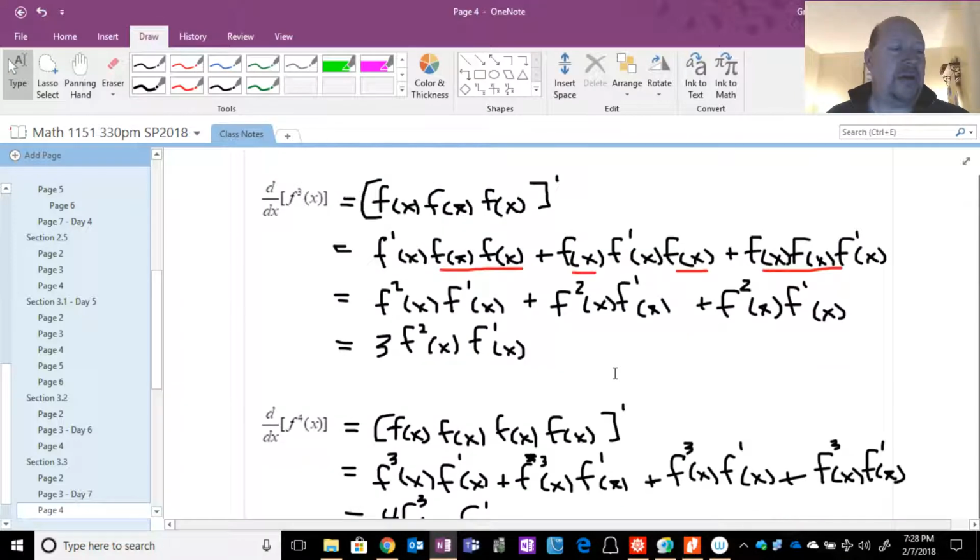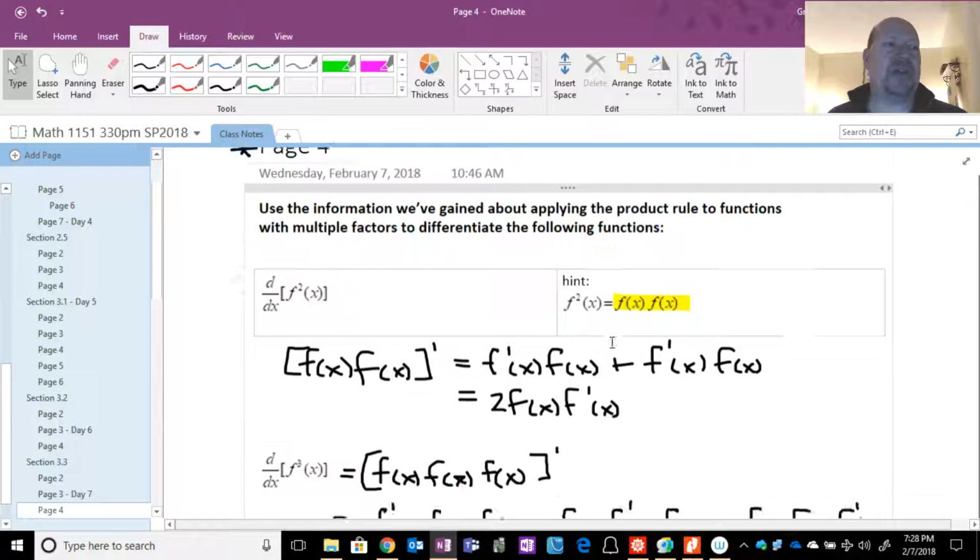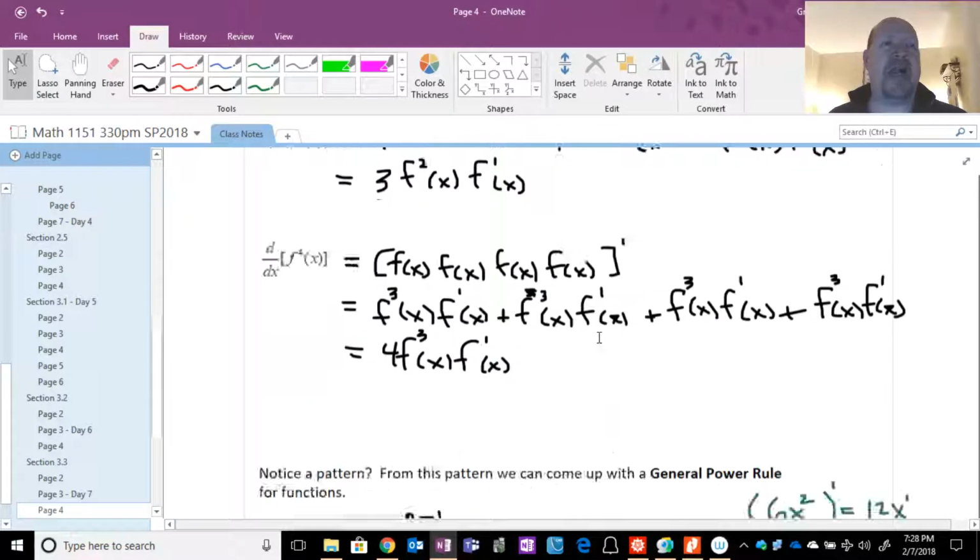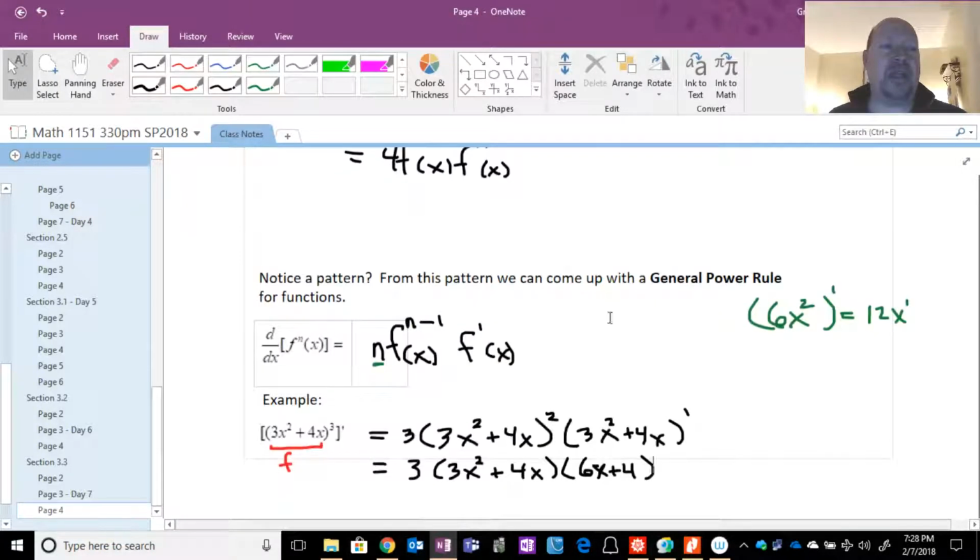So this second page was just all about coming up with, deriving, and explaining how to use this general power rule when you want to take the derivative of any function to any power.